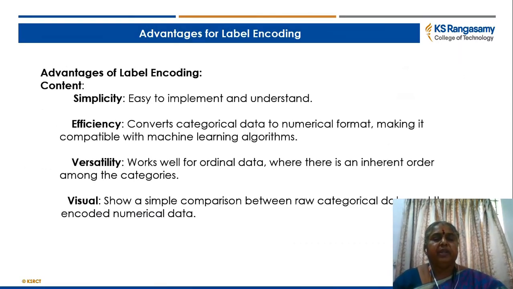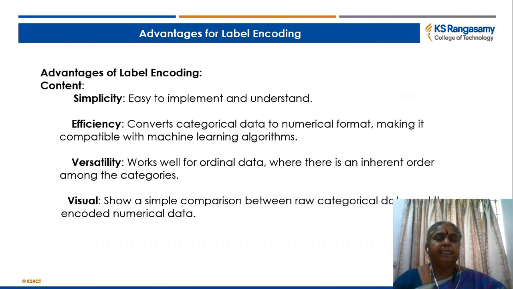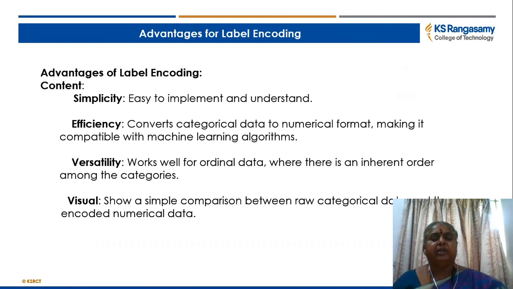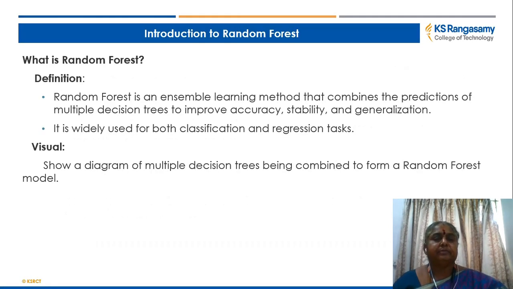So advantages of label encoding: simplicity, easy to implement and understand. Efficiency, converts categorical data to numerical format, making it compatible with machine learning algorithms. Versatility, works well for ordinal data where there is an inherent order among the categories. Then visual, it shows a simple comparison between the raw categorical data and the encoded numerical data.